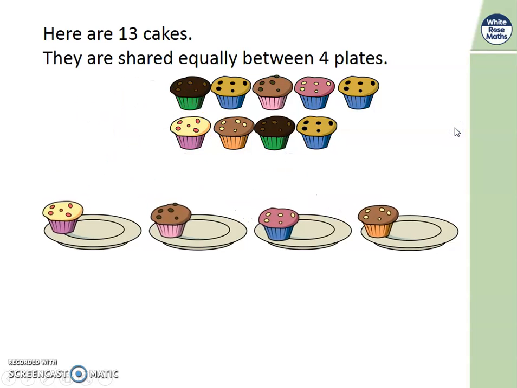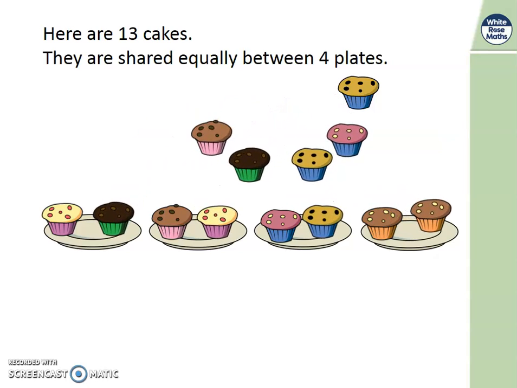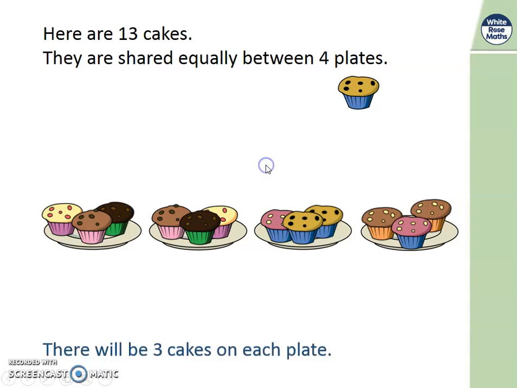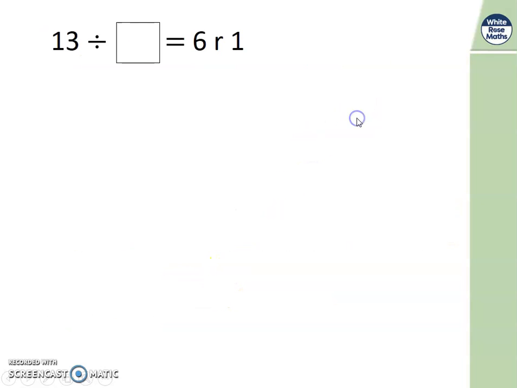We take 4 and put 1 on each plate. We take another 4 and put 1 on each plate. Take another 4 and put 1 on each plate. And you should see we've got 1 left over. So for this one, we've got 3 cakes on each plate. So 13 shared between 4 plates means there are 3 on each plate with a remainder of 1 up here.